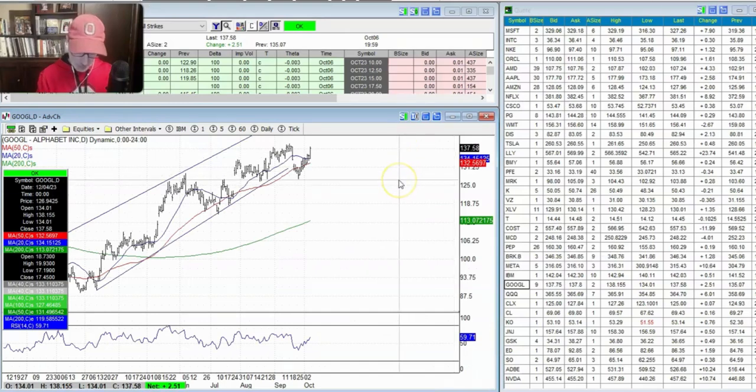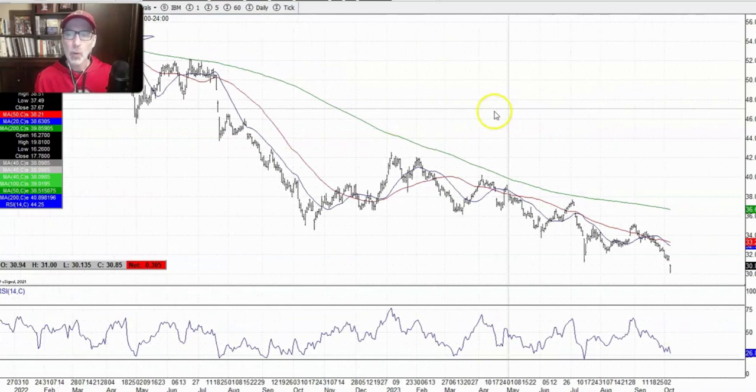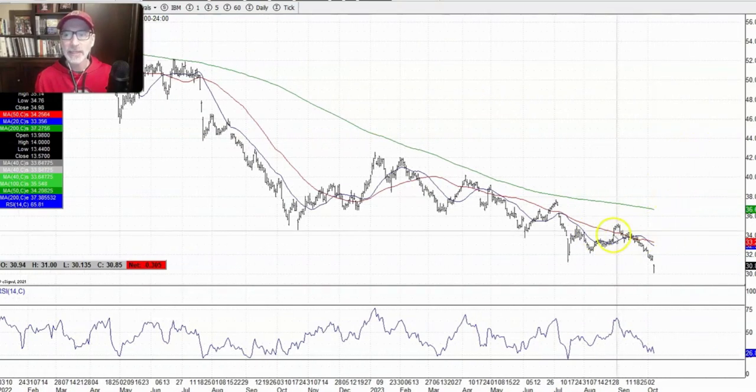Once again, here's Verizon. If you're long, you want to wait for the stock to start making that move upwards. You think you're going to buy here, it's just going to come down, you buy here, it's going to come down, you buy here, and it just keeps going lower. It's just going to frustrate you. You don't want to do that.